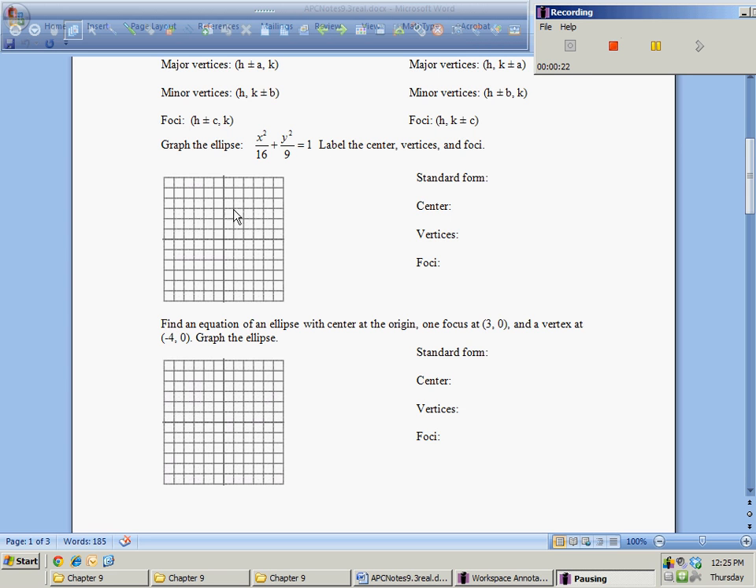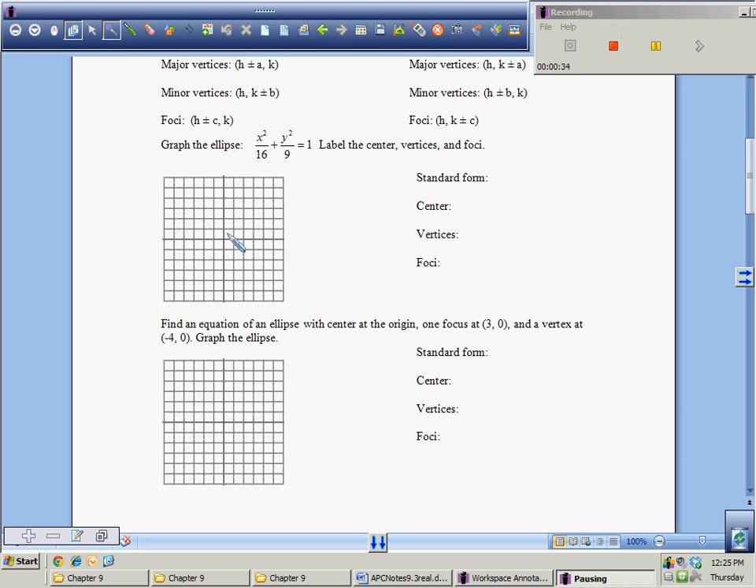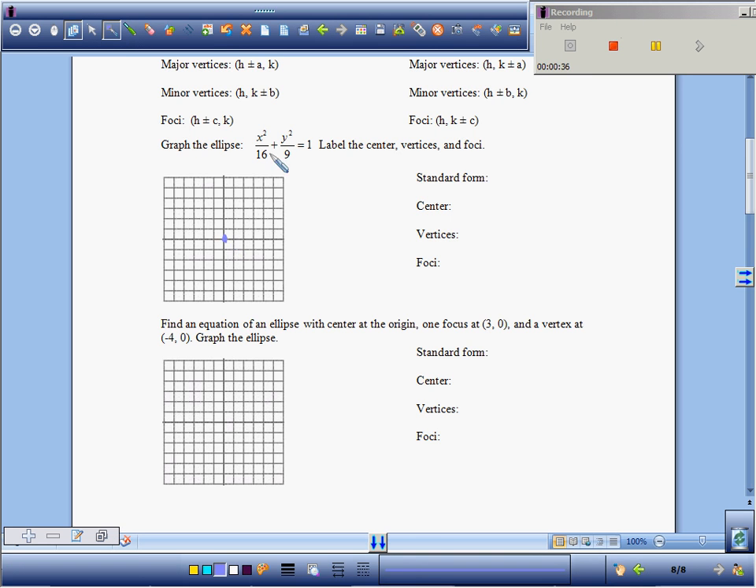The way I do that is this has its center at 0, 0. So I put a point right there. And a squared is 16, so that means that a is 4. 1, 2, 3, 4.